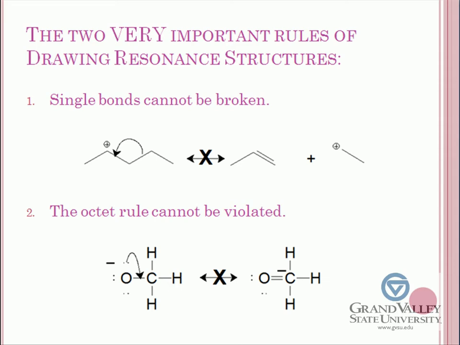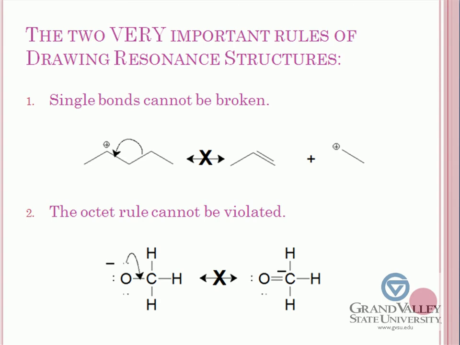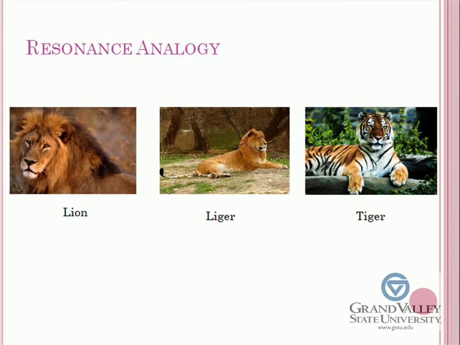The molecule does not go back and forth between resonance structures. Molecules, or ions, are averages of resonance structures. One way to think of this is to think of the liger, which is an average of a tiger and a lion. The liger has some of the characteristics of a lion and some of a tiger, but does not switch back and forth between them. A liger is itself all of the time, not a lion half of the time, and a tiger half of the time.